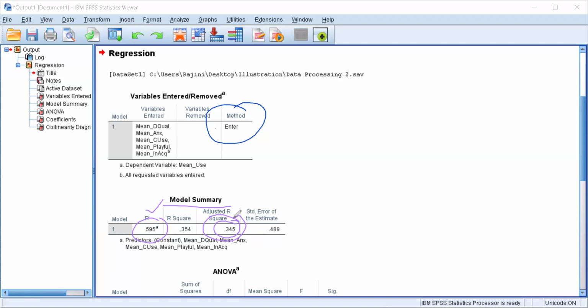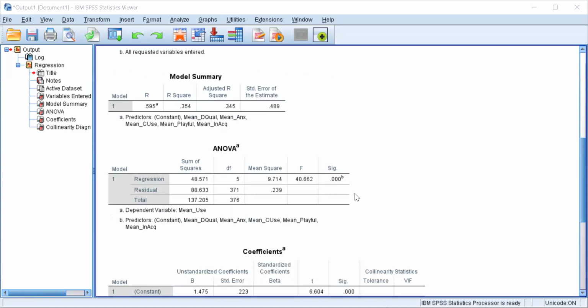But if you are regressing social sciences data, the adjusted R square value should be at least above 40, and if it stays above 45, that is very good. Right? This is how you read the model summary. Now let's go on to the real thing, something that we are interested in.